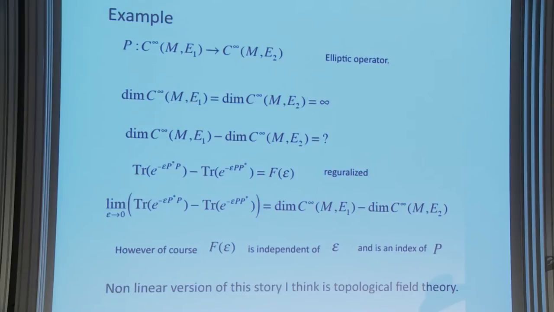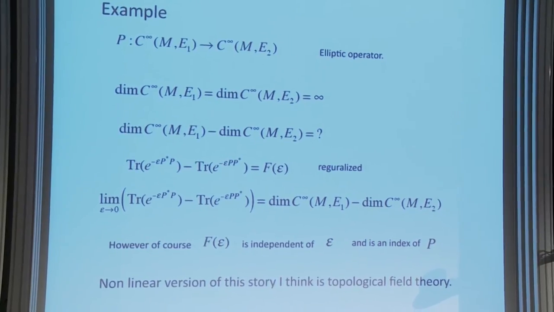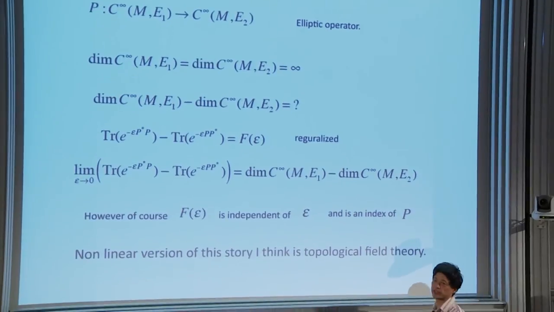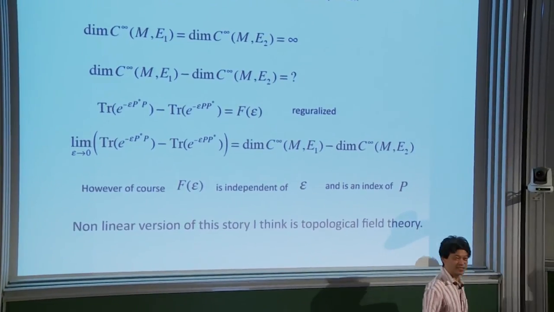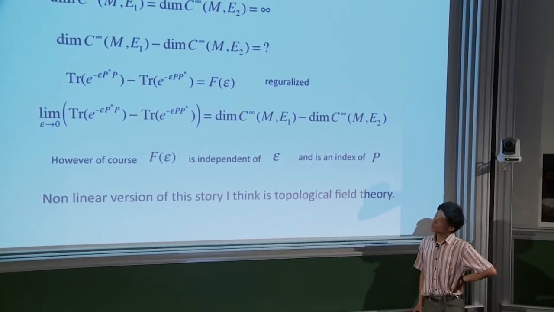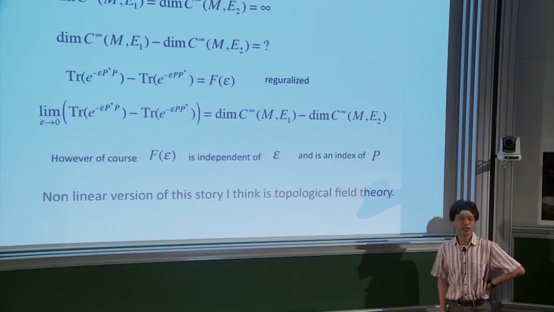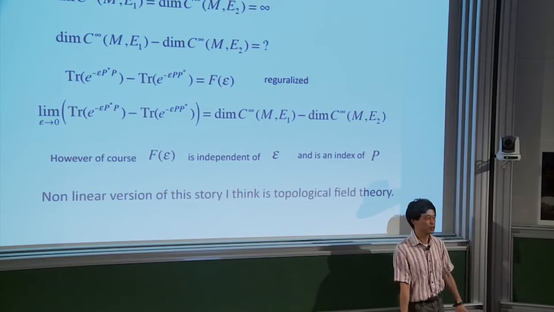And what this supersymmetry means, in this case, is that this difference is actually independent of epsilon. So you can go to epsilon equals zero, then you get something well-defined, and that, of course, is the index of our elliptic operator. And that, I think, is one example of this kind of story. But this is a linear story, so a non-linear version of this kind of thing should be, I believe, a topological field theory.